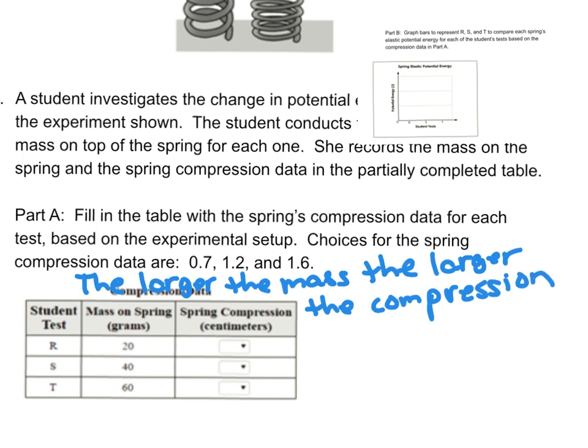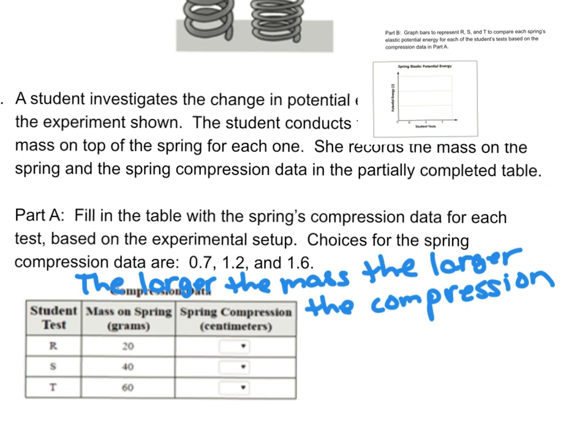Think about when two individuals sit on a trampoline. The person with more mass is going to cause the trampoline to dip down more than the person with less mass. Same thing if you sit on bed springs. So when we're comparing the masses of 20, 40, and 60 grams, the more that they compress, the more elastic potential energy they will have.